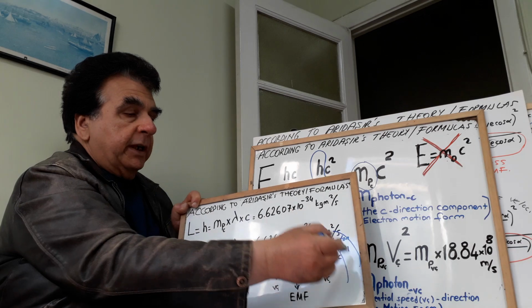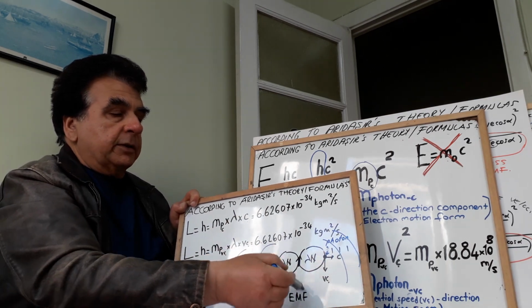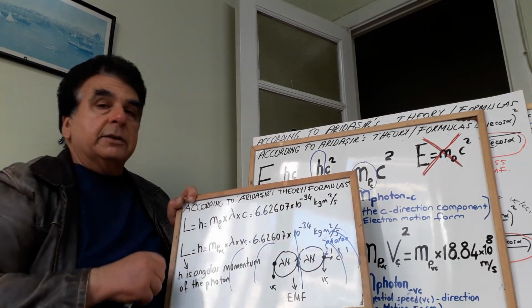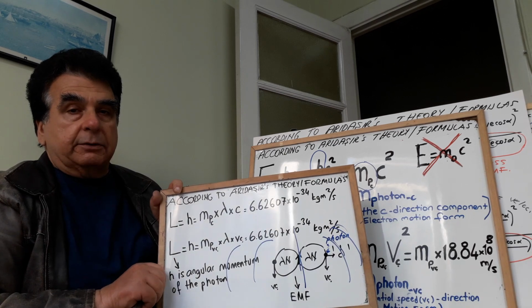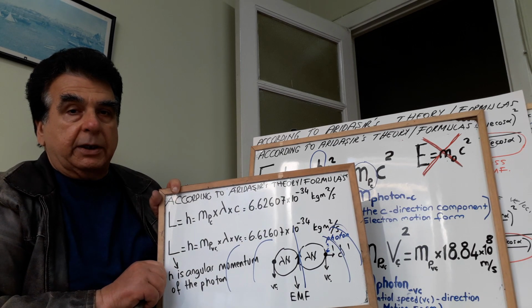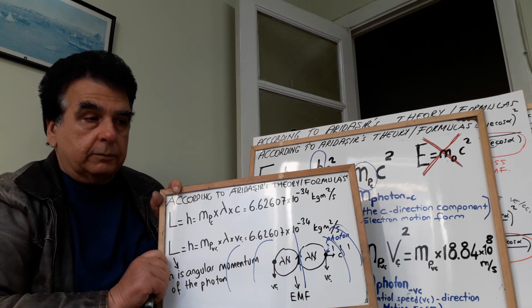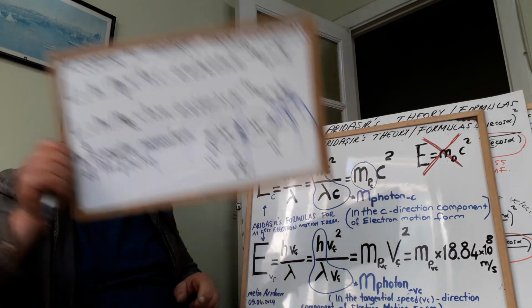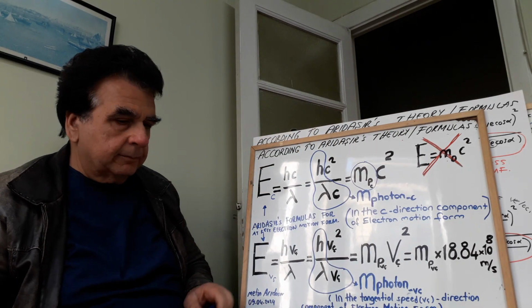Don't forget, free electron motion form produces and propagates intertwined, successive, consecutive, spherical ring-shaped waves, light waves.